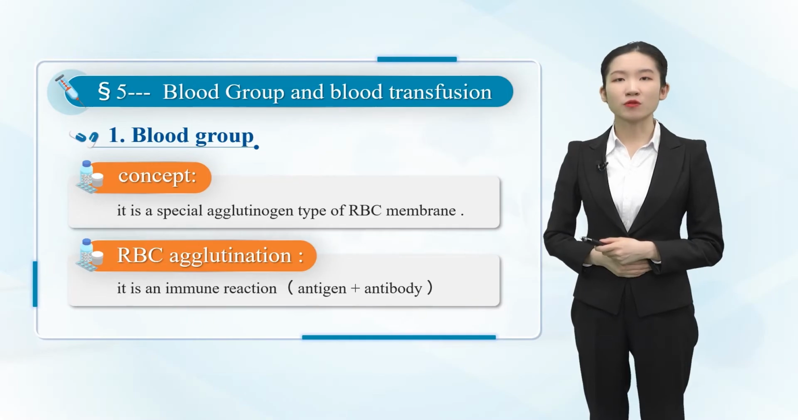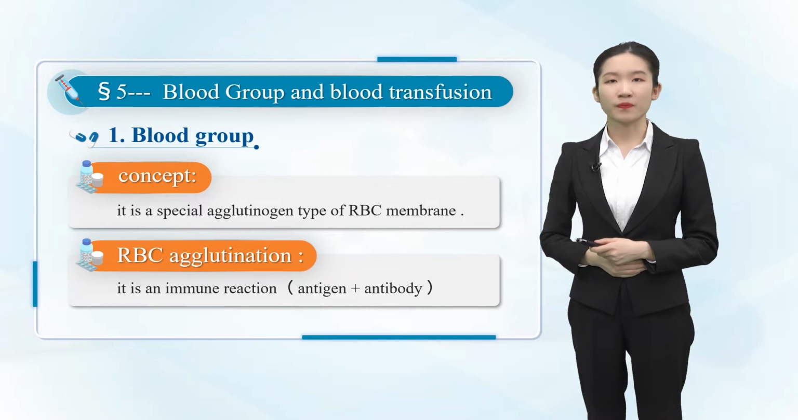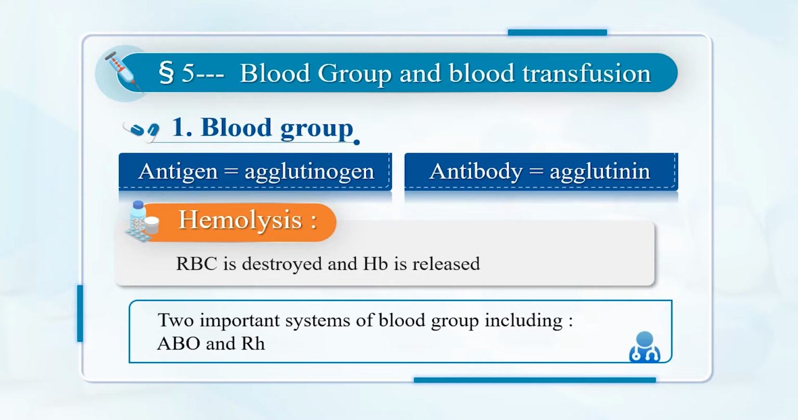Red blood cell agglutination. Red blood cell agglutination is an immune reaction, that is, antigen and antibody binding. Here we should know antigen is agglutinogen, antibody is agglutinin. Hemolysis. Red blood cell is destroyed and hemoglobin is released.